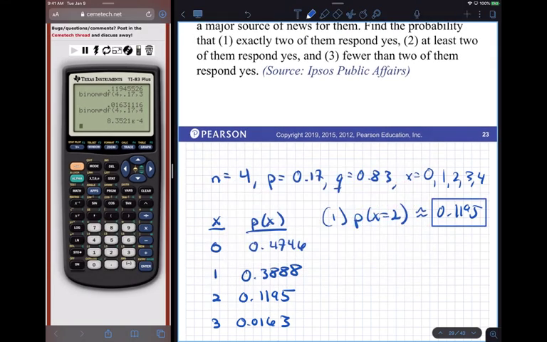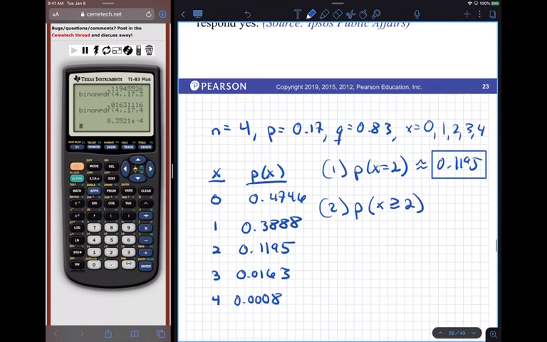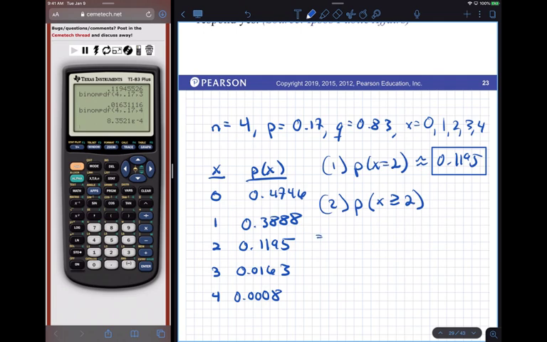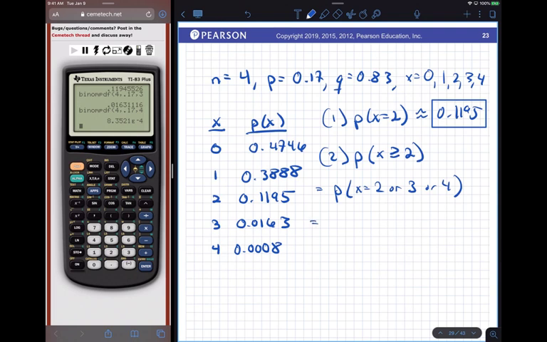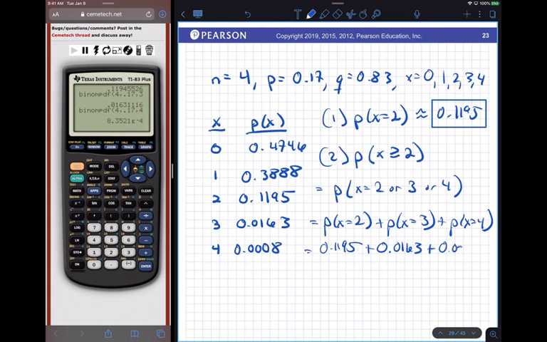The second question asks, at least 2 of them respond yes. So we want the probability at least 2, X is greater than or equal to 2, right? So this is going to be the probability that X is equal to 2 or 3 or 4. So this is the same as the probability x equals 2 plus the probability that x equals 3 plus the probability that x equals 4. So that's going to be 0.1195 plus 0.0163 plus 0.0008.